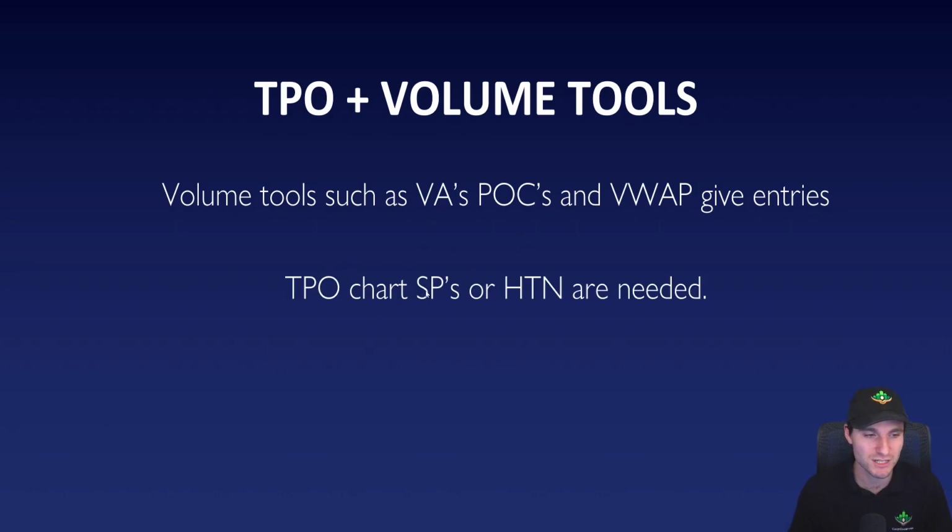TPO charts, this SPs, HTNs. So this is single prints. This is TPO theory. So you've got your single prints or high time nodes. I've put here "needed", I guess needed is the wrong word. They're just highly favorable.